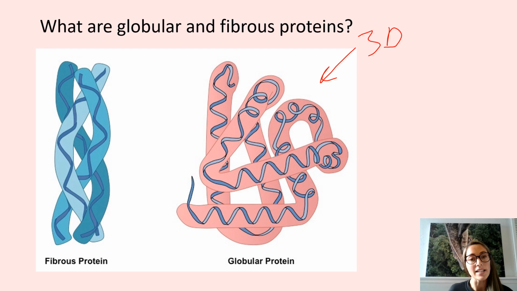A fibrous protein, so these are generally long and thin strands of protein, and these help with structural support. So for example, something like collagen would be a good example of a fibrous protein.